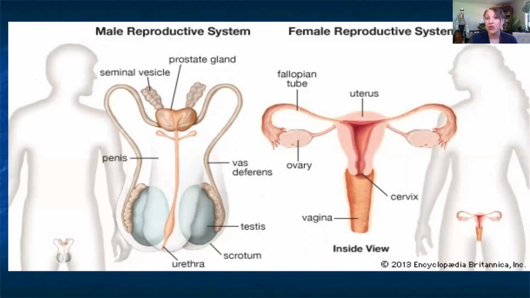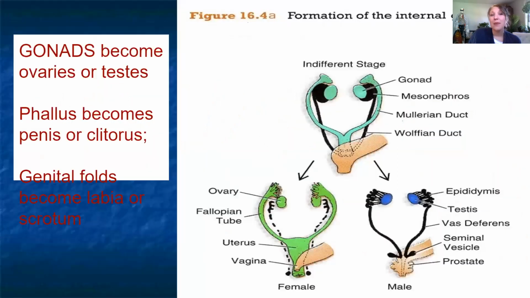We both have a system of tubes that will lead from the gonad to a central point of convergence. For males, that would be in the urethra. For females, that would be in the uterus and eventually the cervix and vagina. That similarity arises because technically gonads, like ovaries and testes, go through a stage in development where they're indifferent.